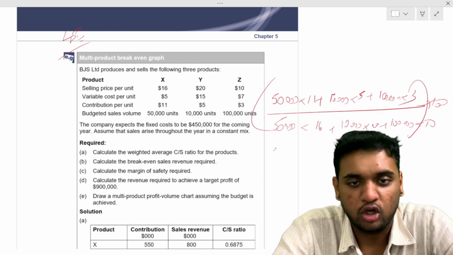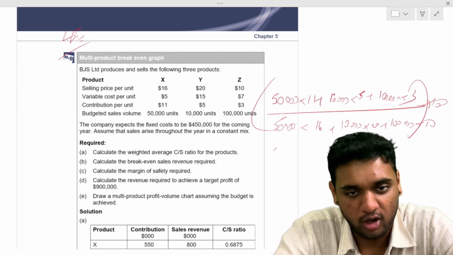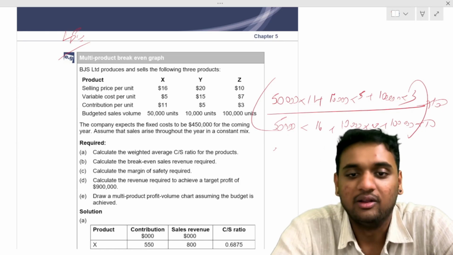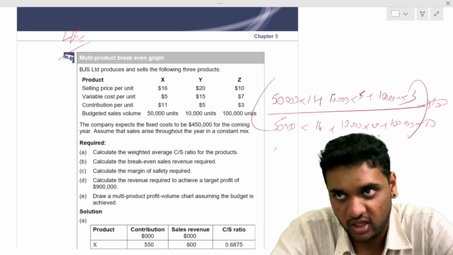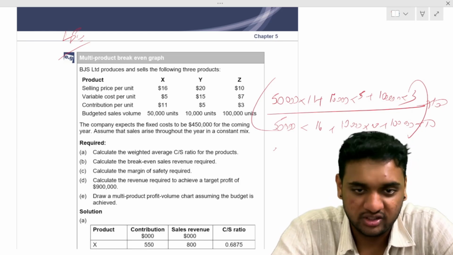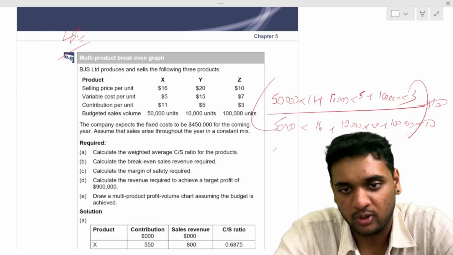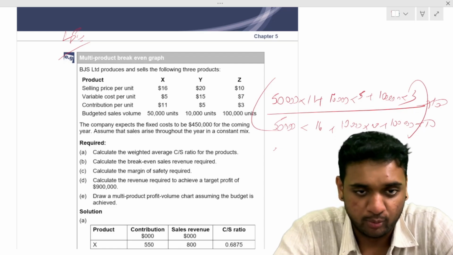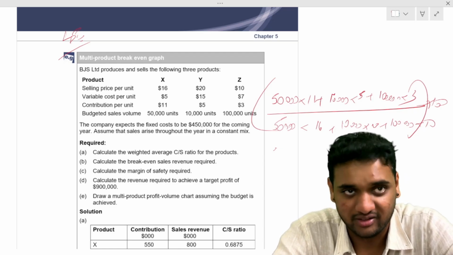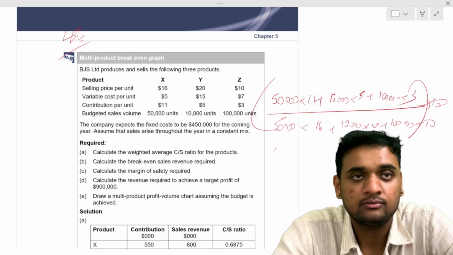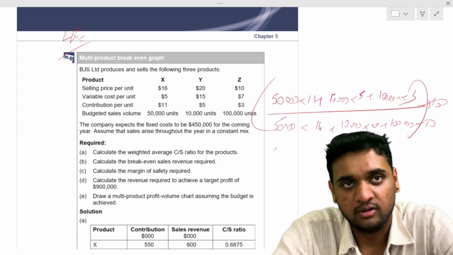I think first, total contribution of all products divided by total sales of all products. 50,000 into 11 plus 10,000 into 5 plus 1 lakh into 3, divided by 50,000 into 16 plus 10,000 into 20 plus 1 lakh into 10, into 100. If you put that, you will get the weighted average CS ratio. All of you found it? All of you got 45%.